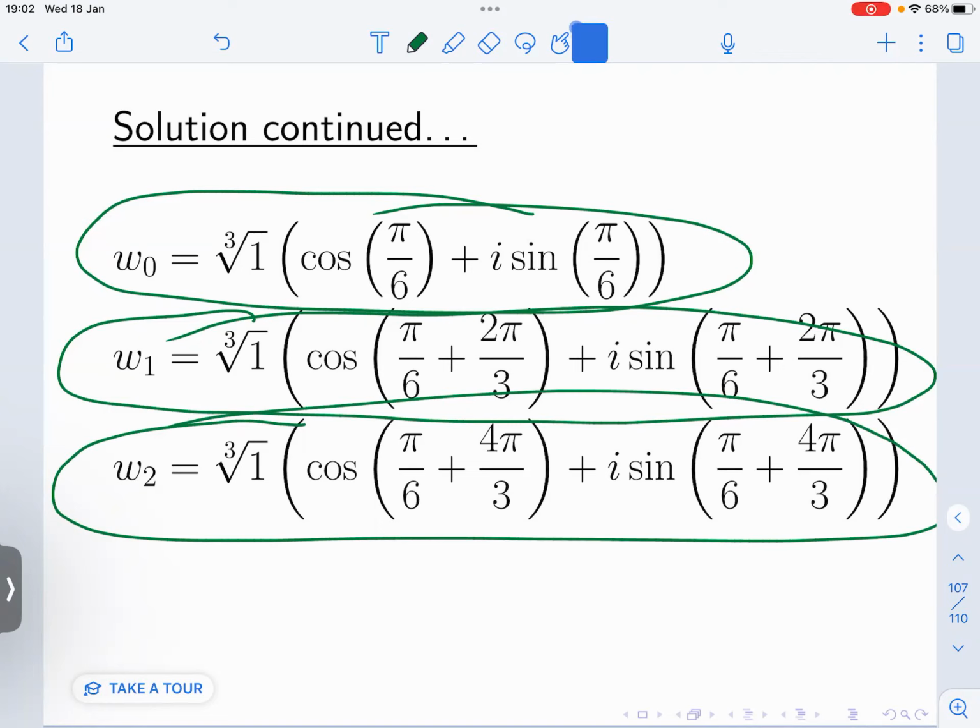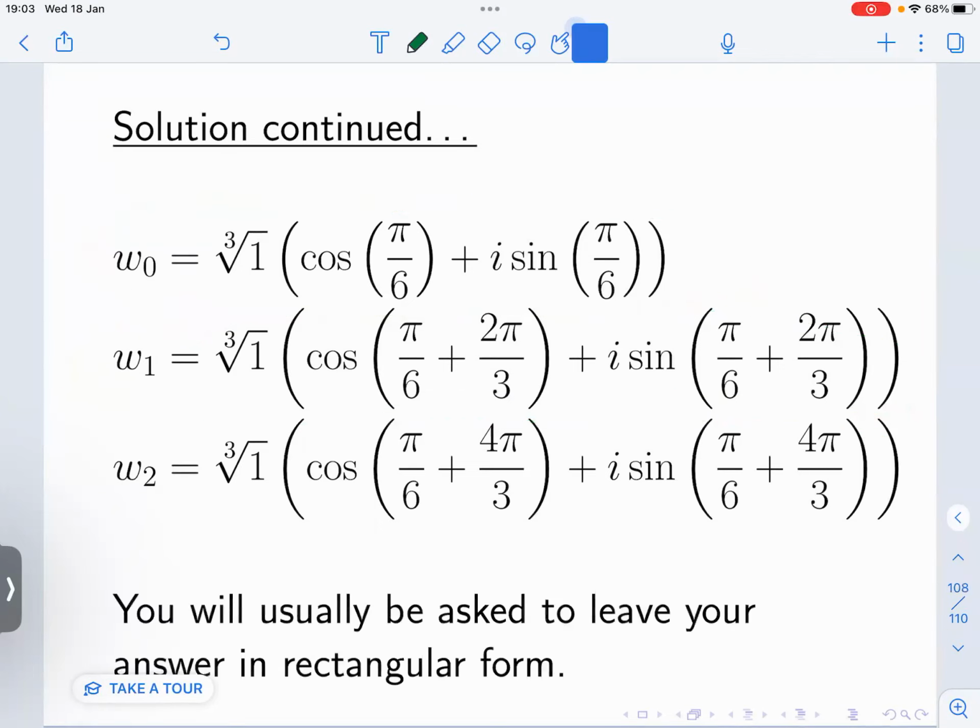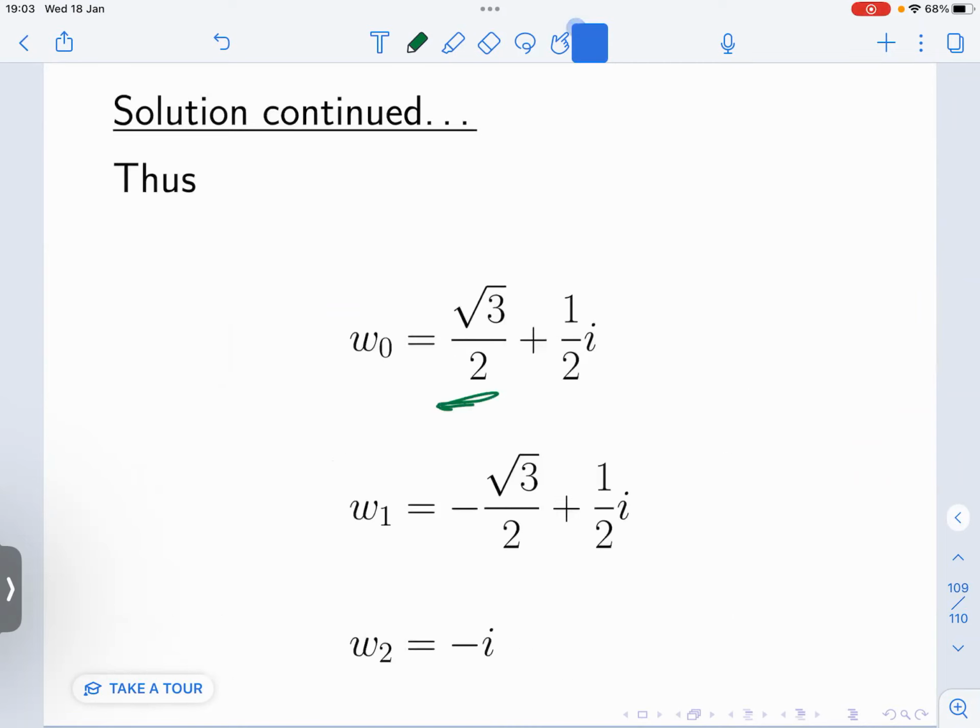As I said, in most cases, they'll ask you to leave your answer in rectangular form. So the only thing that you need to do here is to use the fact that a is equal to r cos theta and b is equal to r sin theta and get the values of a and b. So for w0, this simplifies into square root 3 over 2 plus 1 over 2 i. And for w1, we get minus square root 3 over 2 plus 1 over 2 i. And for the third root, we get minus i.